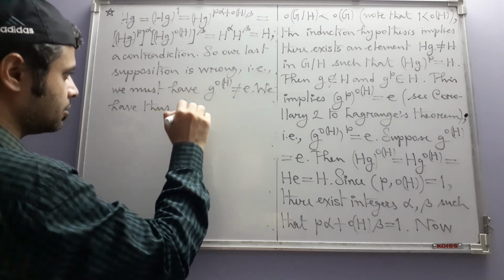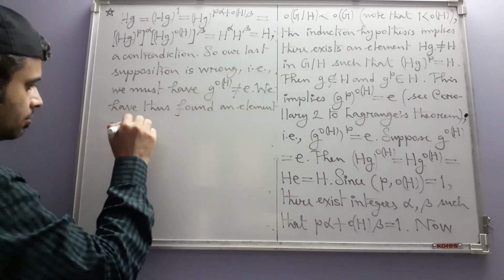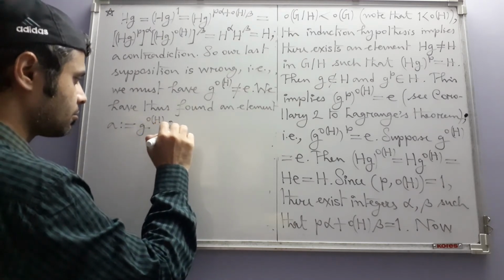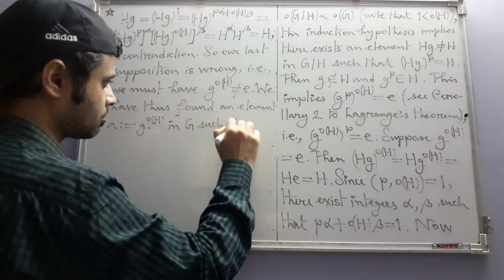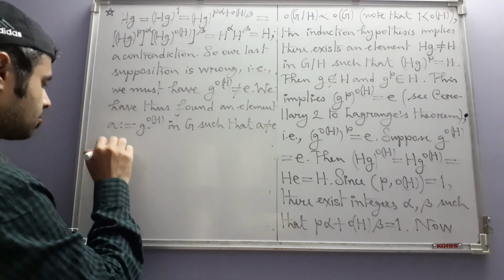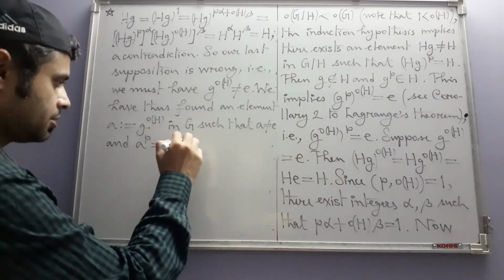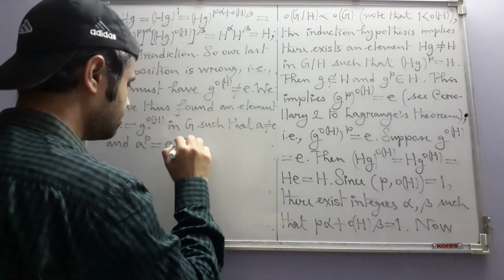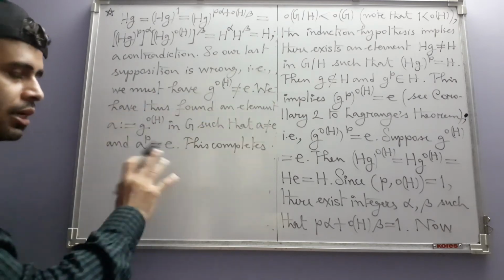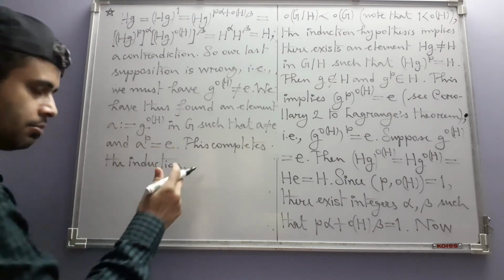We have thus found an element A, which is g to the power order of h in G, such that A is not equal to identity. We have just now proved this, and the pth power of A is equal to the identity, which comes from here. So this completes the induction, or we should write that. I almost forgot that we were doing an induction proof. This completes the induction and proves the result.